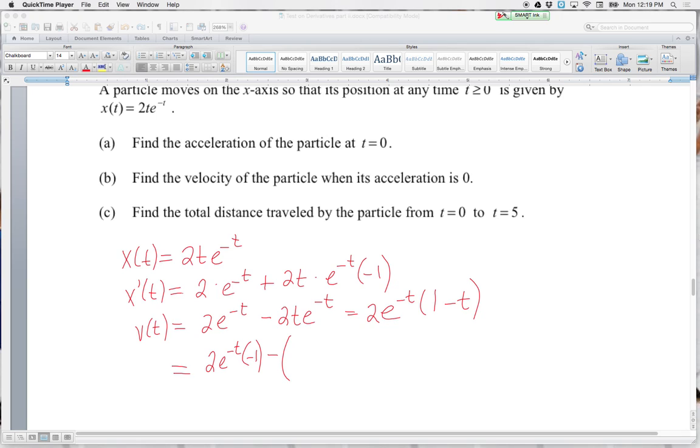So derivative of 2t is 2 times e to the negative t plus 2t times e to the negative t times the negative 1.